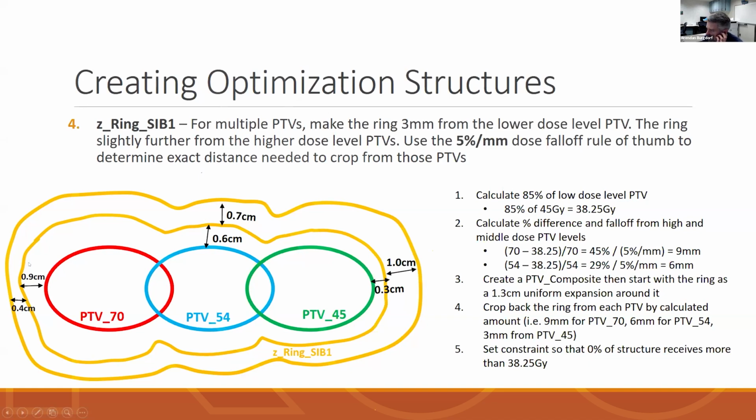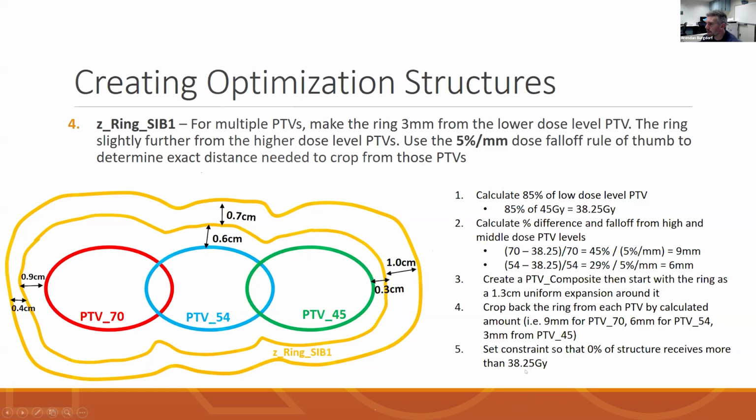So the thickness of the ring itself will be variable, and the amount that it is cropped back from each PTV will be variable. However, we can just use a single objective for this ring. And as long as when we're optimizing, we set a constraint so that 0% of this structure receives more than 38.25 gray, we can be containing a single dose level within this ring.